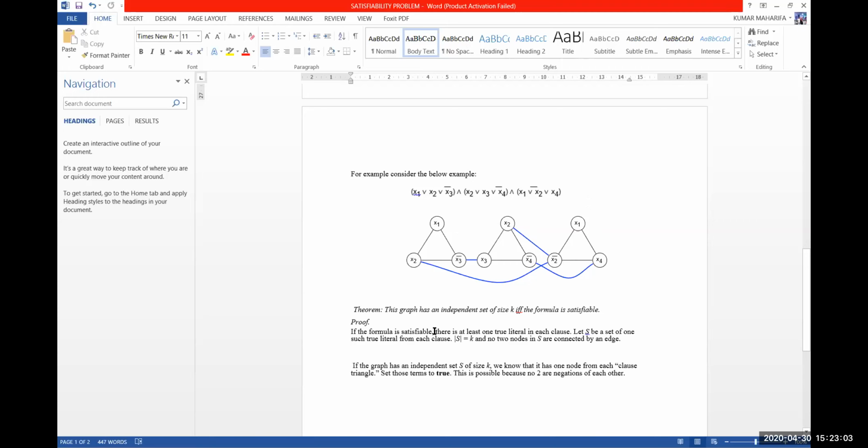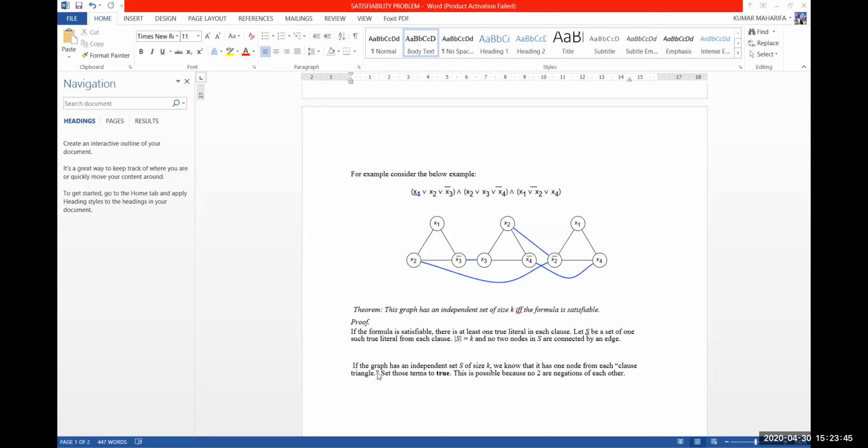So if the formula is satisfiable by keeping x1 as true and x2 as true, there is at least one true literal in each clause. In each clause there has to be at least one true literal. Literal means these variables, so x2, x3 are called literals. Let S be the set of one such true literal from each clause, so that the length of S is equal to k. Here k is only 2, because by simply keeping x1 and x2 as true, the entire formula will become true. And no two nodes in S are connected by an edge. See, if I take x1 and x2, they are independent of each other, that's why.